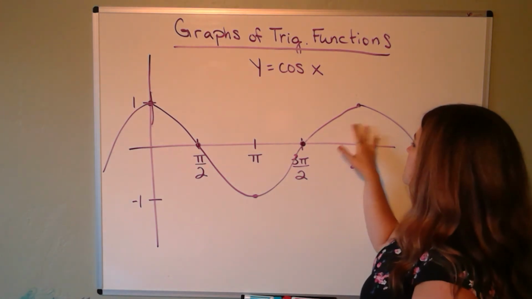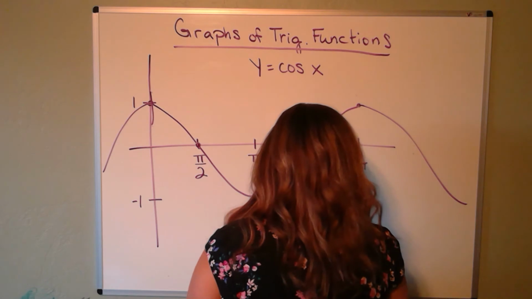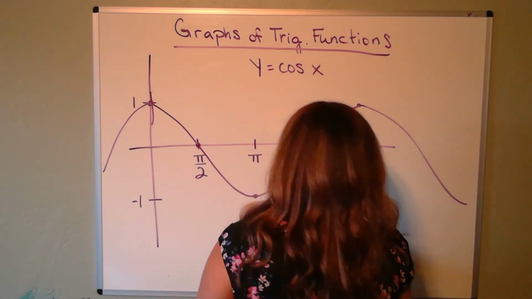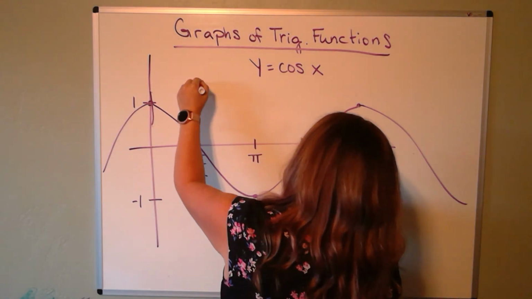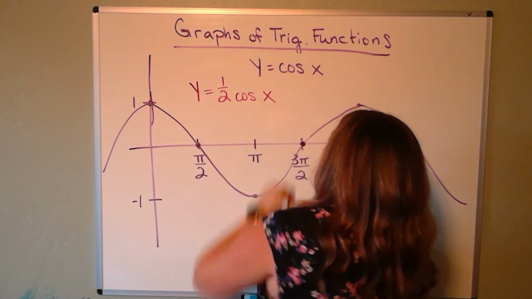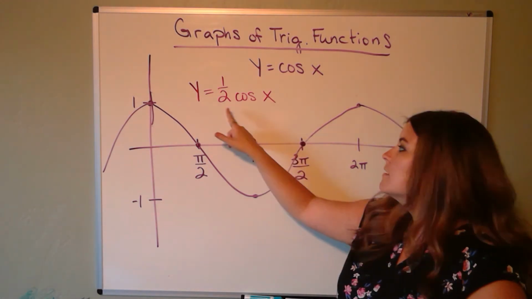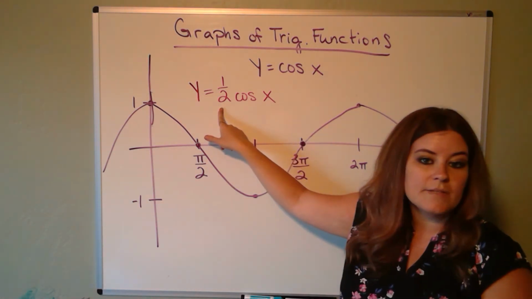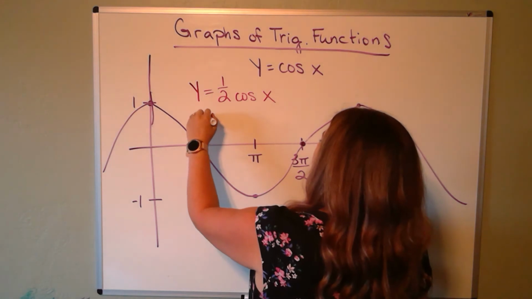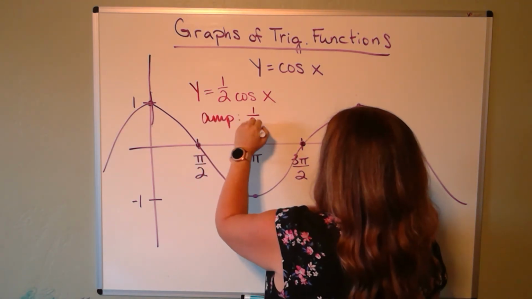But anyway, so let's move it around. Let's find y equals 1/2 cosine x. What am I changing? How does this change from the original version? There's a 1/2 there. It's the only thing that's different. What is that value called? Oh yeah, it's called the amplitude.